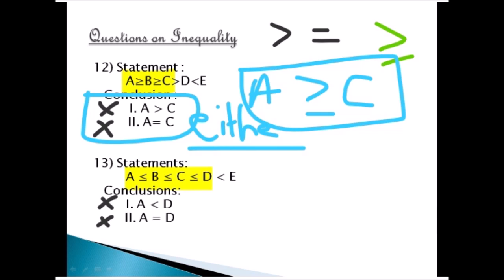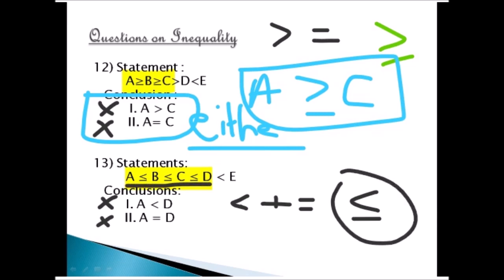But if I check, I can combine both these symbols. So if I combine both these symbols, I will get the less than and equals to symbol. So now I can move from D to A, and also my symbol is valid. So yes, I can say that both are either case.